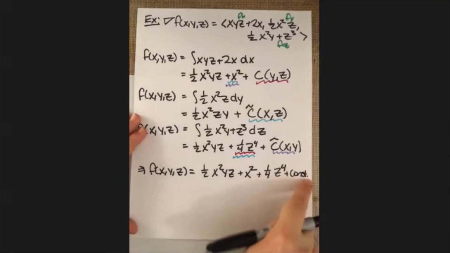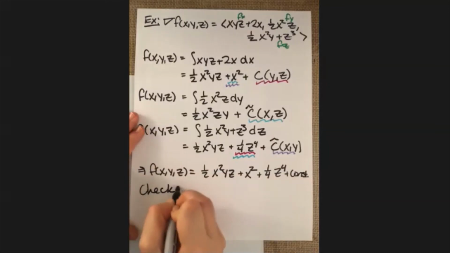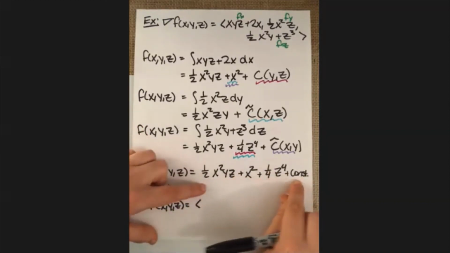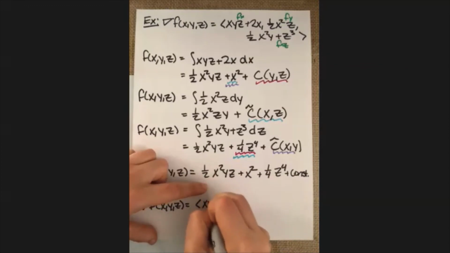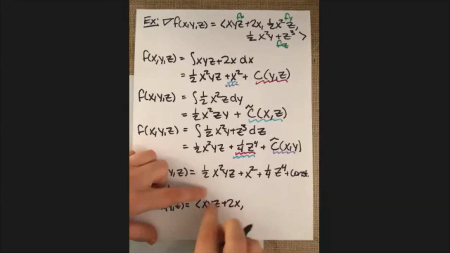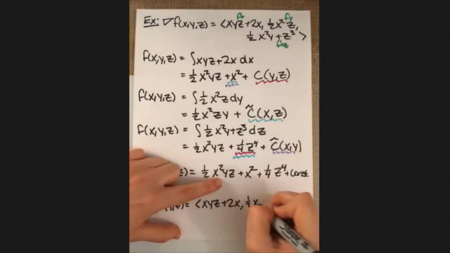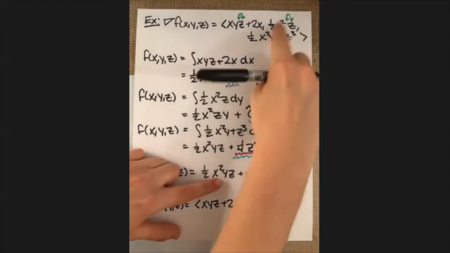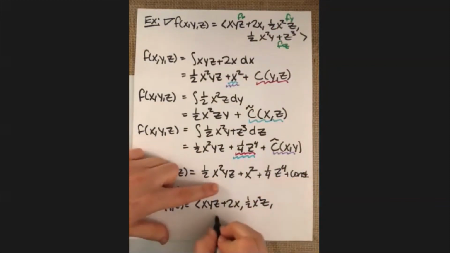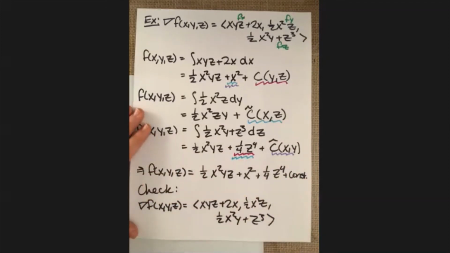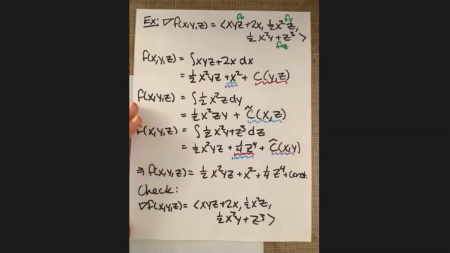So we've already gone through, we've computed this. We can go back through and check. So partial derivative with respect to x for my first component is going to give me xyz plus 2x. That checks out. Partial with respect to y, I'm going to get 1/2 x squared z. That matches. And then finally, for my third component, I'm going to have 1/2 x squared y plus z cubed. And then that constant, it just goes away in each part. And that does also match our third component that we got up there with our gradient.